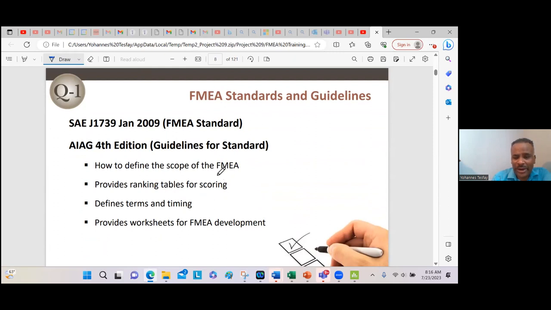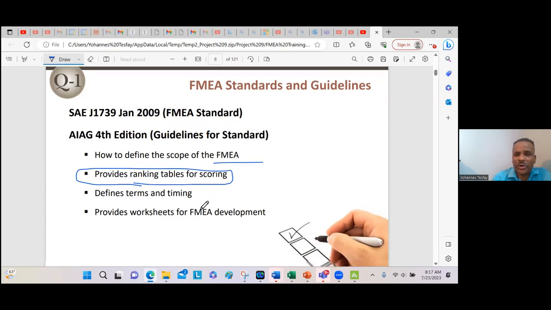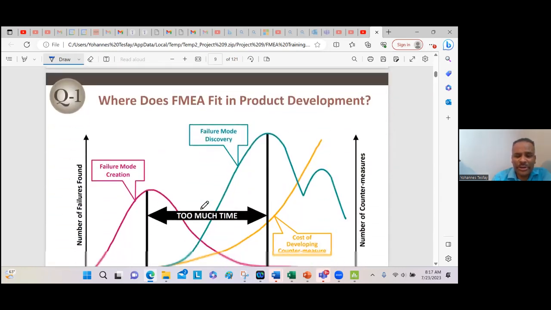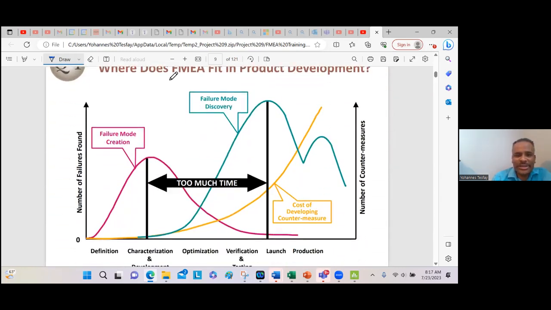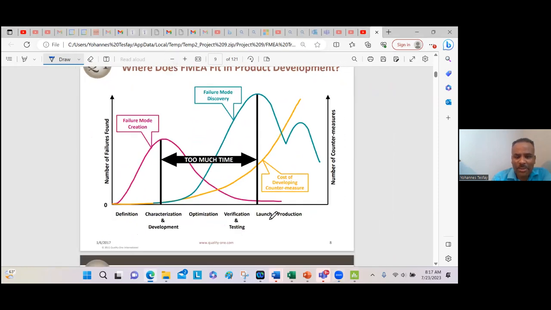Okay, how are we going to define FMEA? We are going to look at ranking tables and scoring, so we're going to look at this metric. Terms and timing are also really important. Okay, this figure is an important figure in failure mode effect analysis. So I'm going to show you what it means. Okay, so this line is okay.